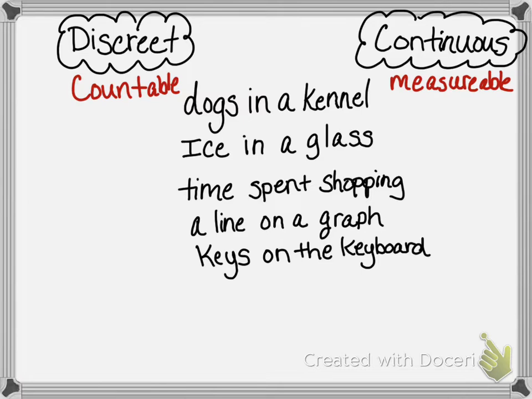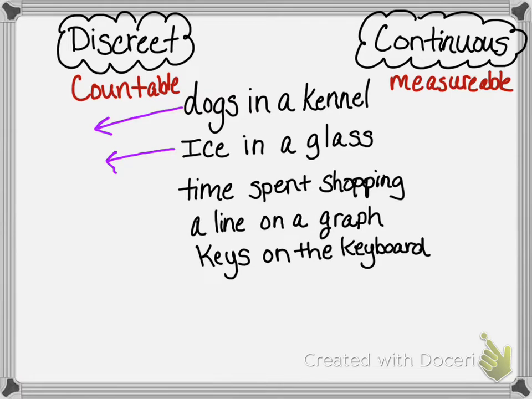Now, dogs in a kennel. Is it going to move under discrete or continuous? Am I counting the dogs or am I measuring the dogs? Of course, I am counting the dogs. That would be discrete. Okay, raise your hand. Ice in a glass. Who can tell me which way it goes? All right, hopefully that was enough time. Ice in a glass, I'm going to count the ice in the glass. All right, next one. Raise your hand if you can answer.